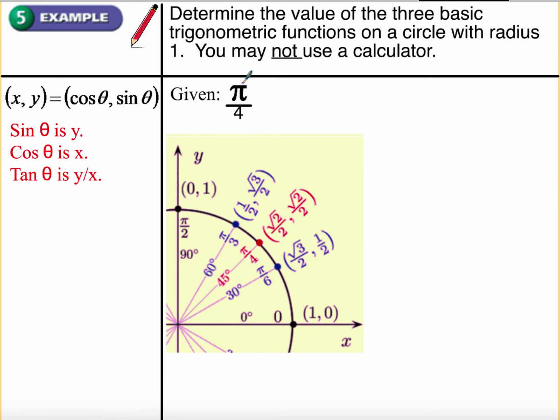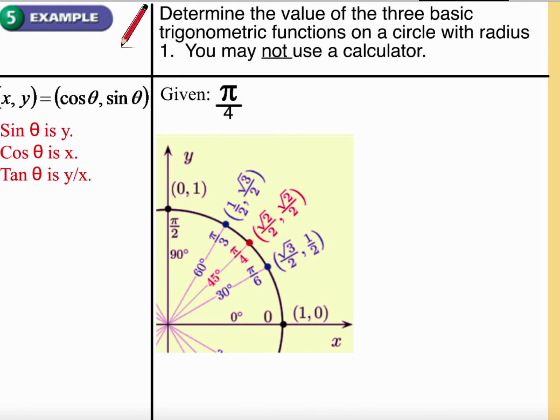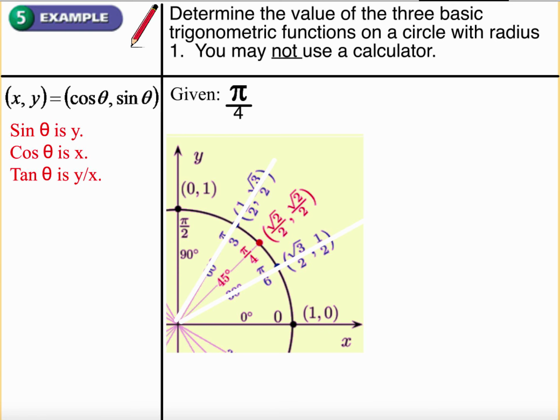So we're given pi over 4. That's the angle we're working with. So all these other ones, I don't need to see them. I'm only interested in pi over 4. So pi over 4 has the point, the square root of 2 over 2, comma, the square root of 2 over 2. Our cosine, and our sine.